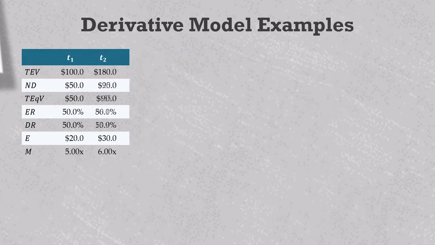Here's another example. While the company grows enterprise valuation from 100 to 180, we pay down the debt from 50 to 25, generating 105 million of total equity value and a gross multiple of 3.1x.